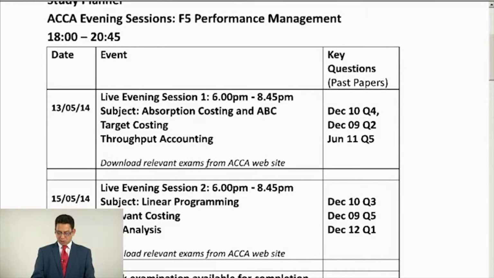F5 revision. So here is the planner. You can see we are going to talk about 3 areas tonight. Number 1, absorption and ABC. Number 2, target costing. And number 3, throughput accounting. And then we will extend to the next session and so on. We'll keep on doing that over 4 sessions.